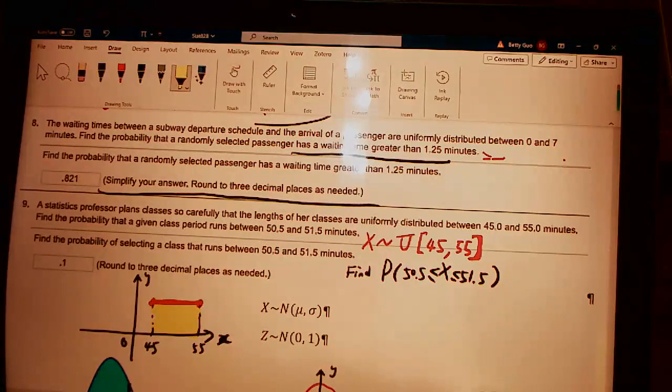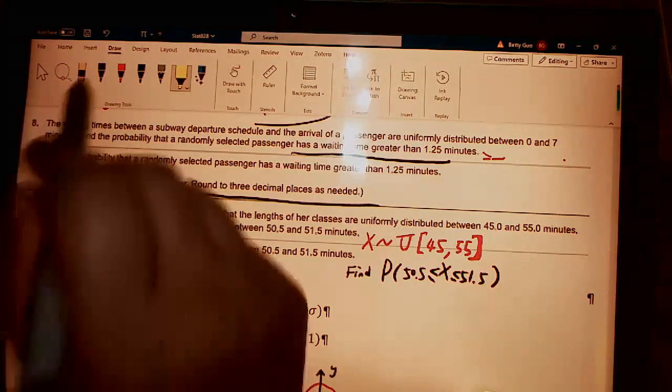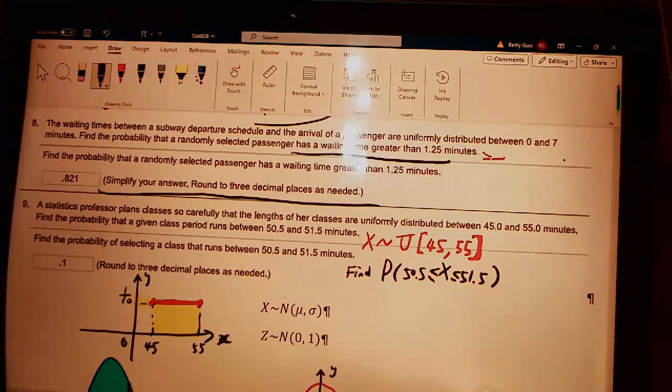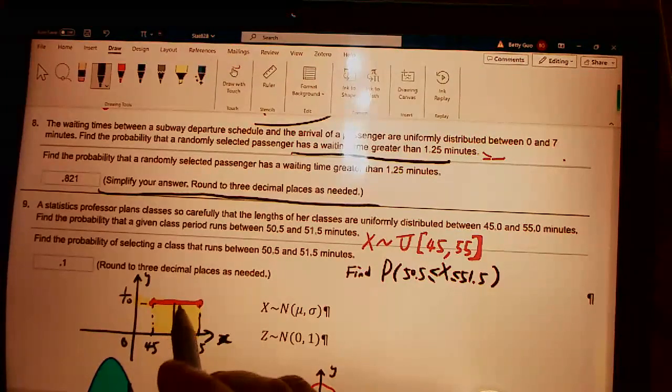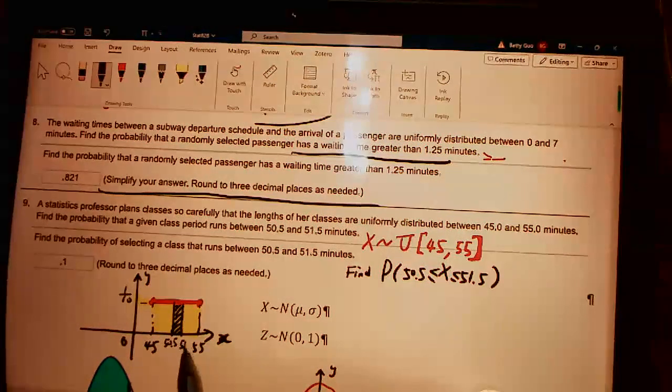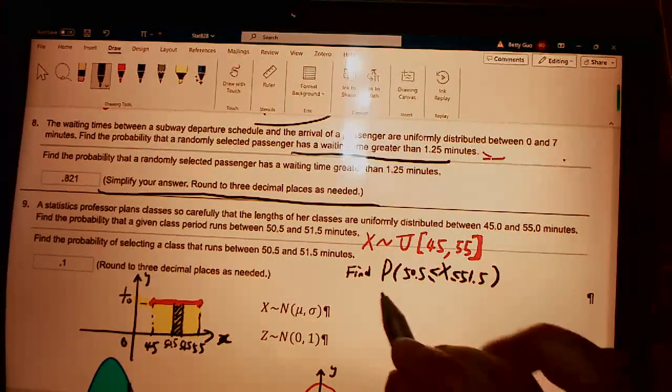Perfect. So that's 0.1, right? Either 1 over 10 or 0.1. Okay, and we are looking for X between 50.5 and 51.5. We are looking for this tiny rectangle. We are looking for that area, right? From 50.5 to 51.5. Okay, help me figure out the area.